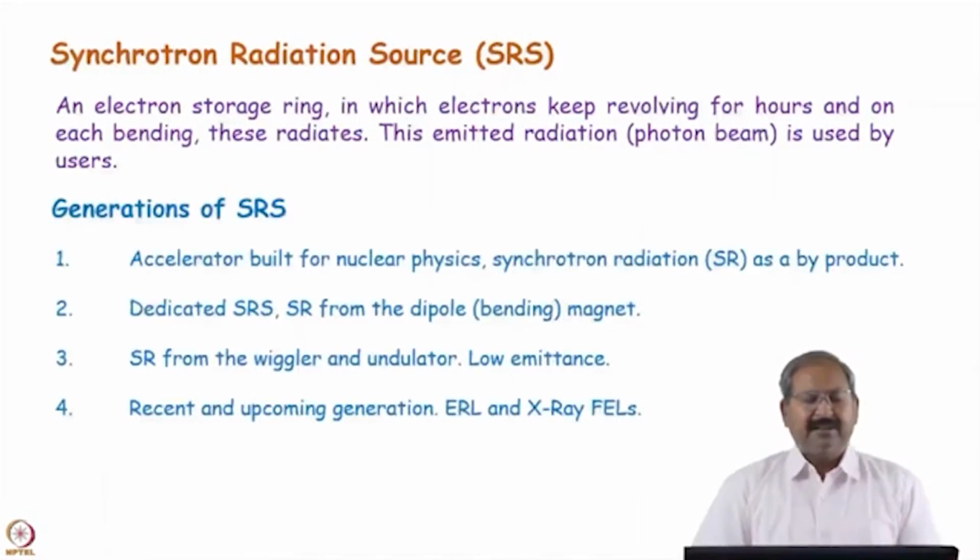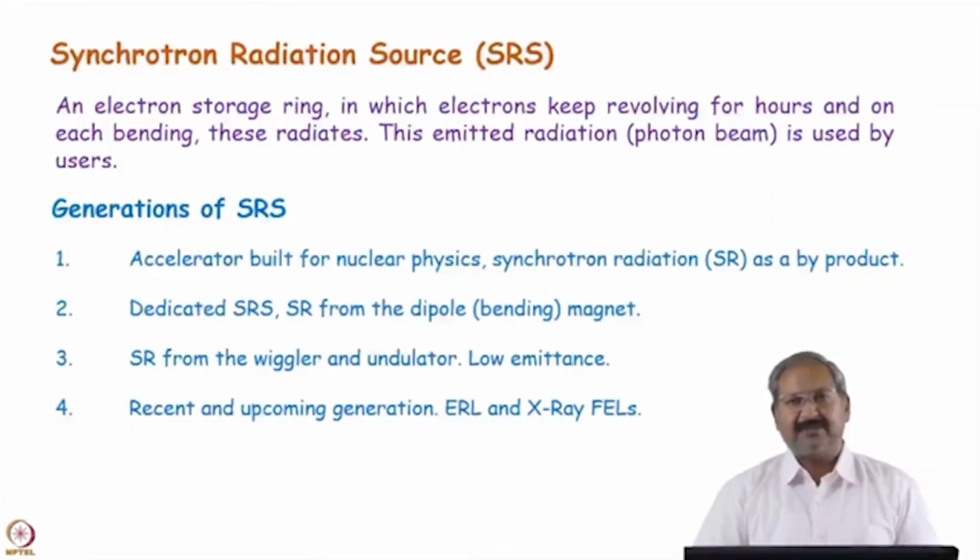It is also known as magnetic Bremsstrahlung, because in the case of linear acceleration, we saw that the radiated power is known as Bremsstrahlung radiation. Here we are getting the radiation from the magnetic field, so it is sometimes known as magnetic Bremsstrahlung radiation. But the more general word is synchrotron radiation.